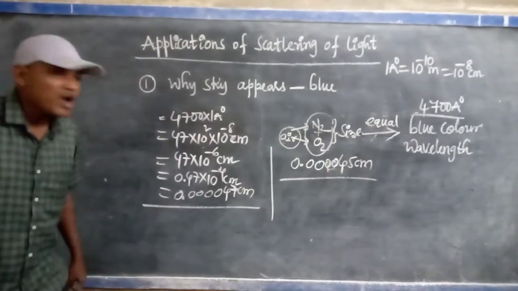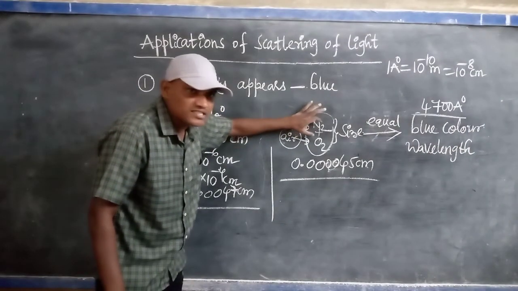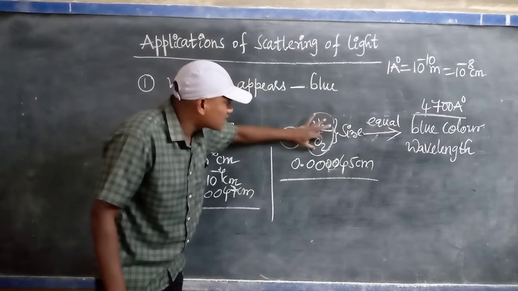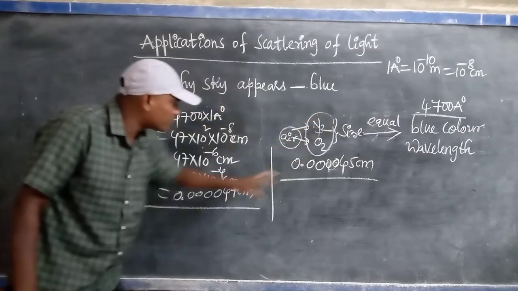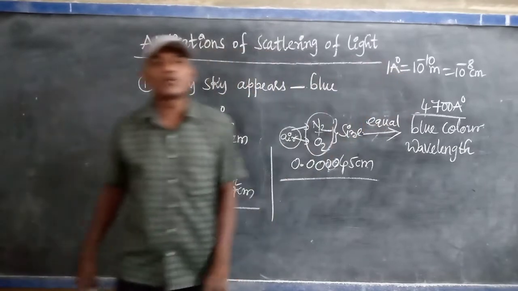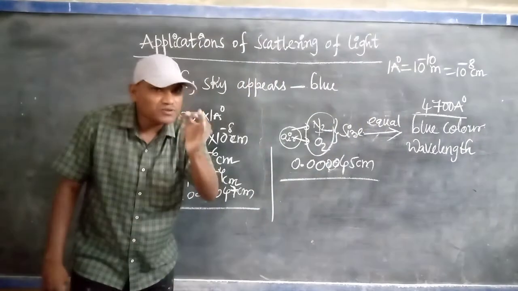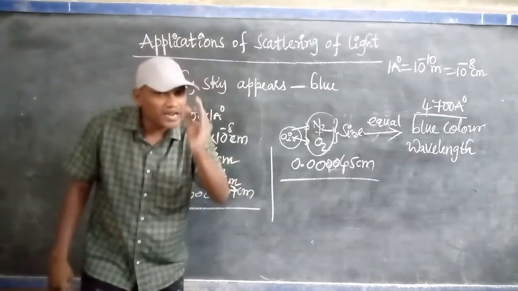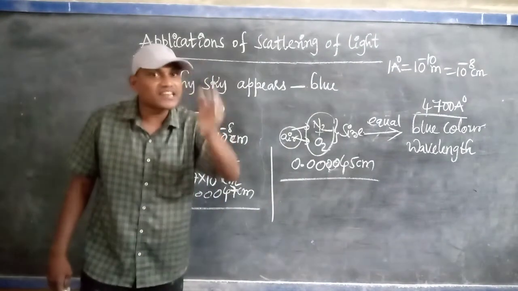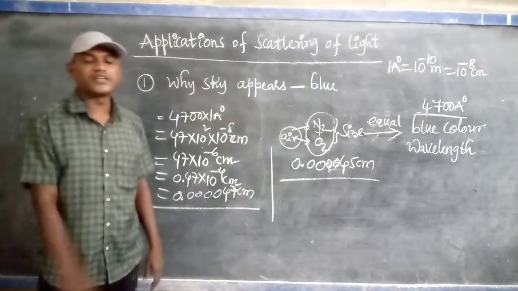So the size of the average nitrogen and oxygen molecules is comparatively equal to the wavelength of which color of light? Blue color of the light. That's why in our Earth's atmosphere, the nitrogen and oxygen molecules mainly act as a scattering center for the blue wavelength of the light only.